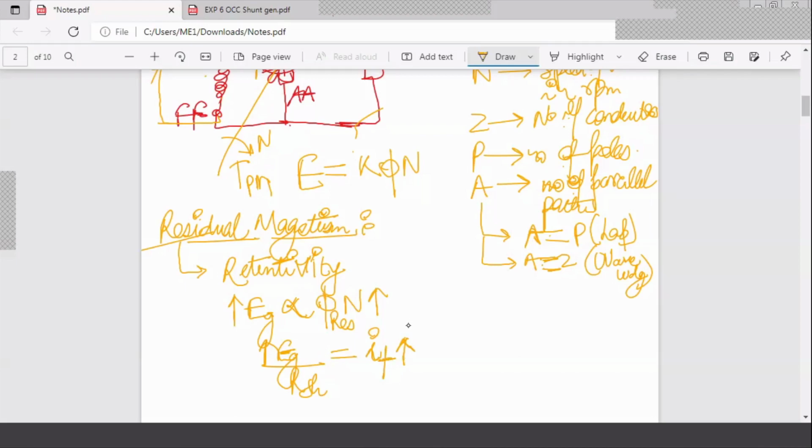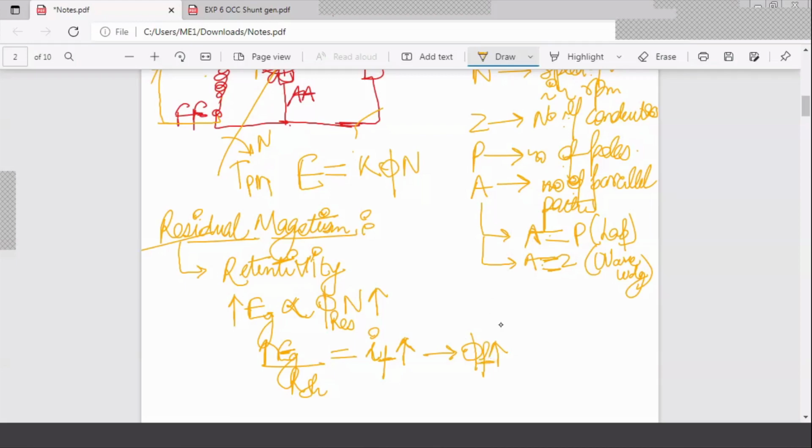Now this also increases. Whenever IF increases, what happens? We know that the flux is directly proportional to the current, right? If the magnitude of current increases, automatically the flux will also increase, right? So flux also increases again. Now the flux which is being produced by this, let me call this as phi F.